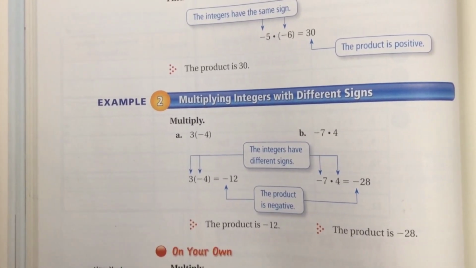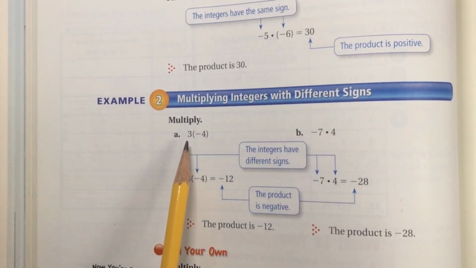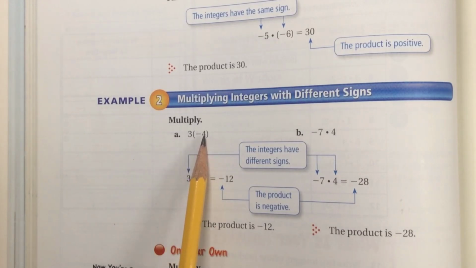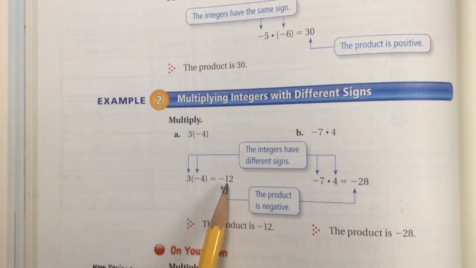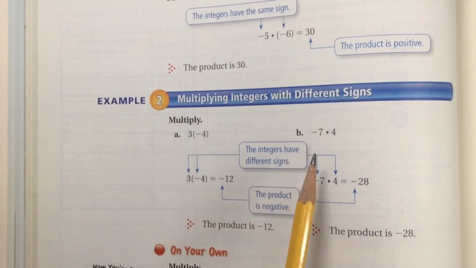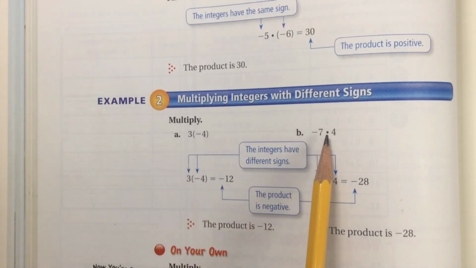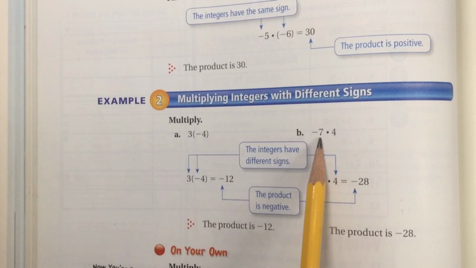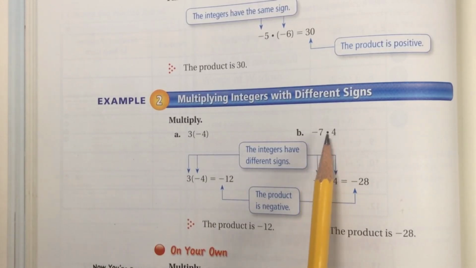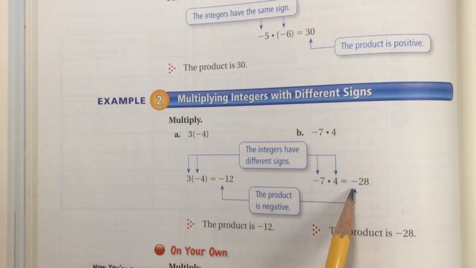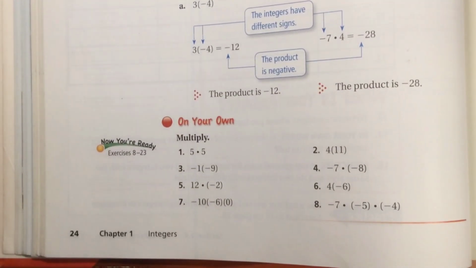Sometimes we'll be multiplying with different signs. Here we have 3 times a negative 4. Different signs. So our answer is going to be negative 12. Over here, negative 7 times 4. Different signs. 7 times 4 is 28. But because it's different signs, it's negative 28. Here are some for you to do on your own.